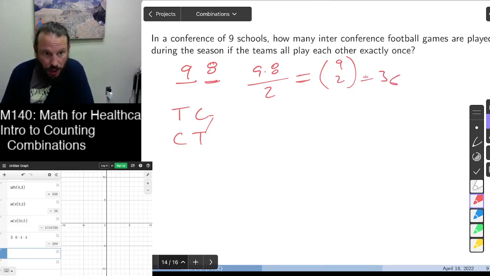All right, so sometimes we could get to it either way, but it's important to understand what we're counting there.